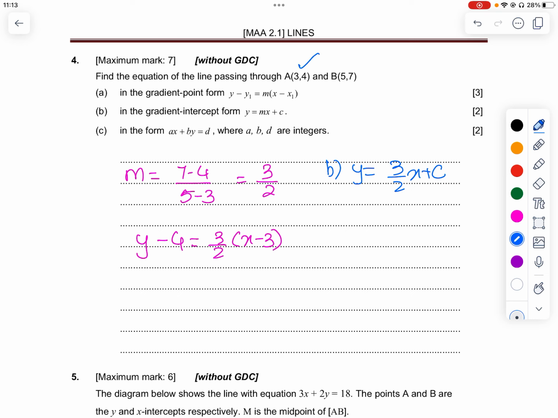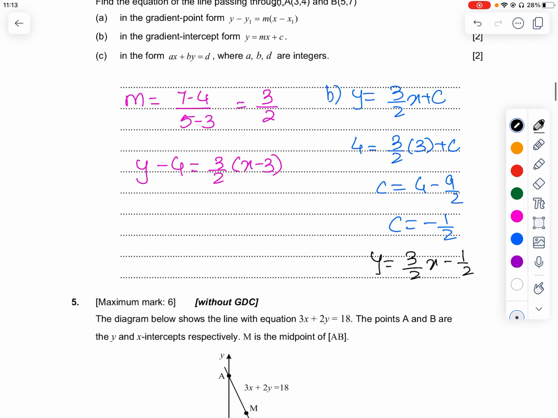Plug in any one of the points. I'll plug in 3, 4. So 4 equals 3 upon 2 times 3 plus c. So c equals 4 minus 9 upon 2. C equals negative 1 upon 2. So what is the equation? Y equals 3 upon 2x minus 1 upon 2. Then convert into this form, ax plus by equals d. So for that, multiply this equation by 2. So 2y equals 3x minus 1. So 3x minus 2y equals 1. That's going to be the answer.